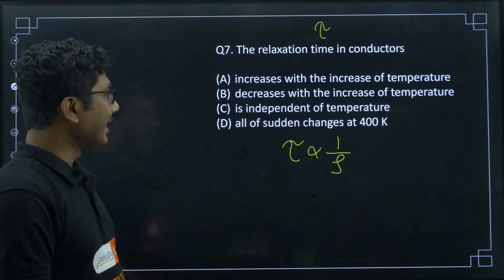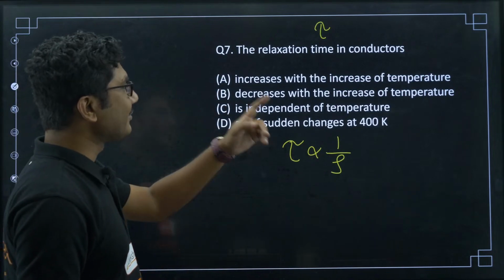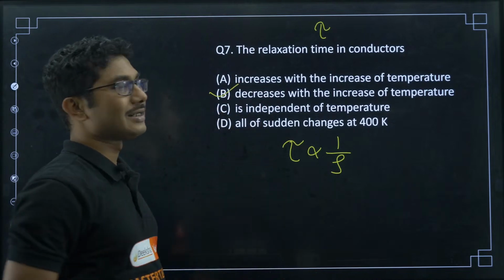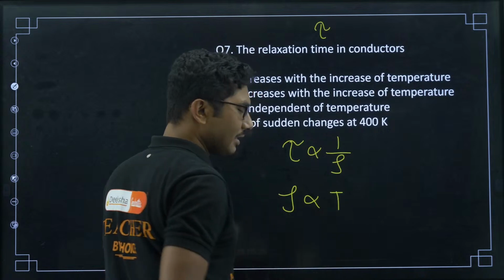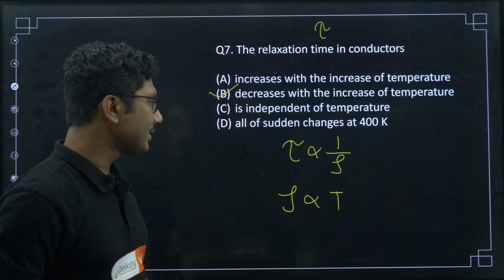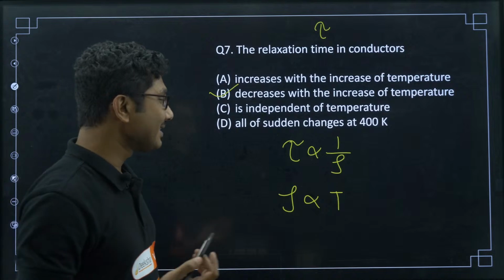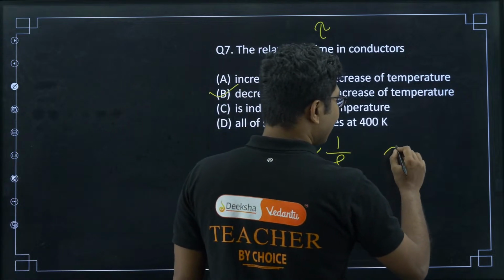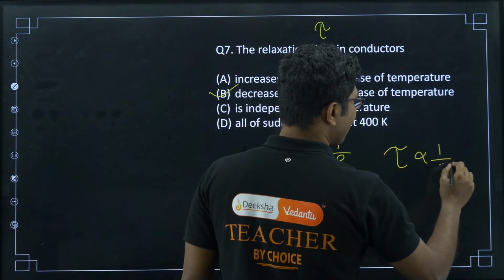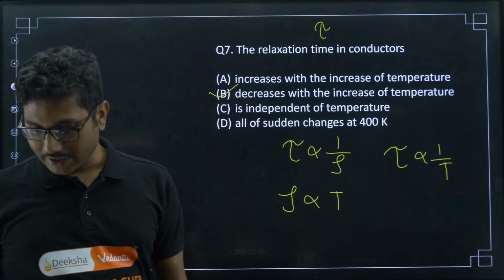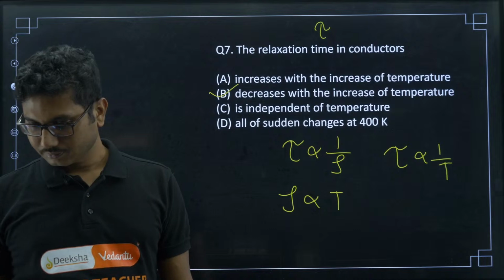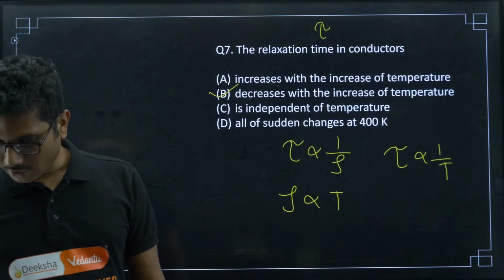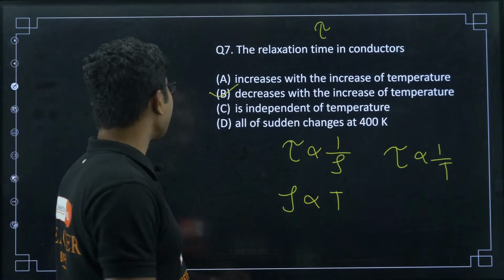Okay. So the correct answer is decreases with the increase in temperature. Yes, the correct answer is option B, because rho increases with temperature, right? As we increase the temperature, the resistivity increases. So definitely relaxation time will be inversely proportional to the temperature. So as we are increasing the temperature, the relaxation time will definitely decrease. Correct. So all of you are correct. Option B is the correct answer.